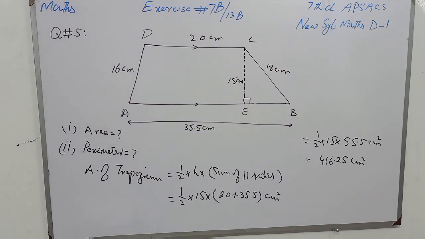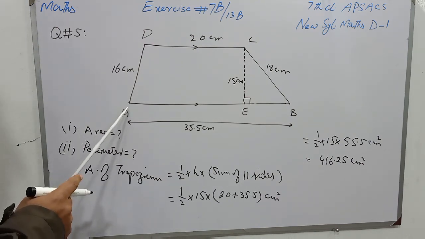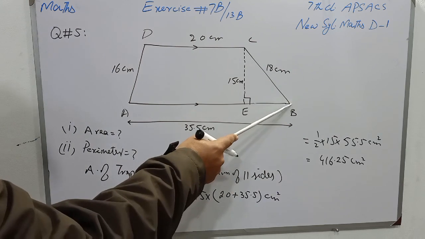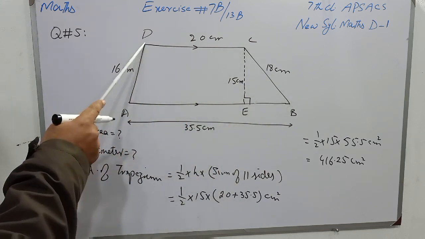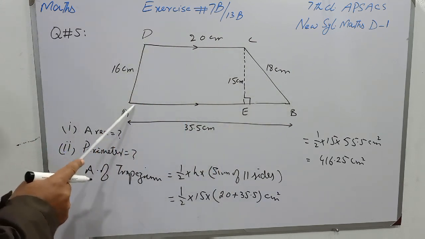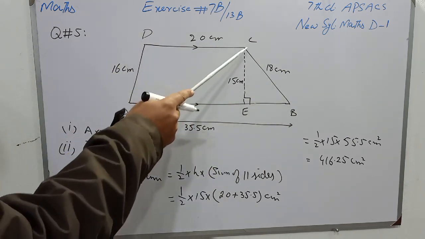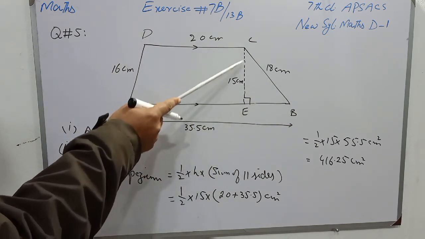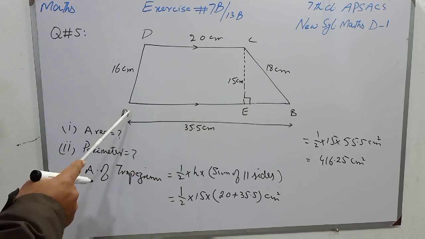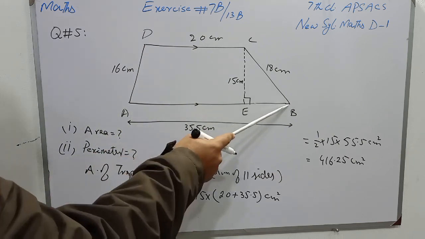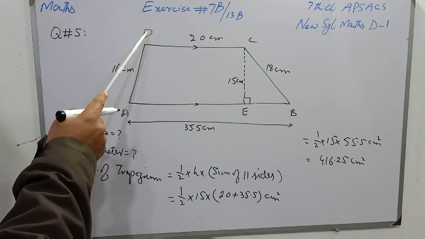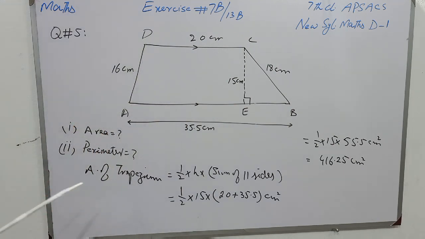Now students, we have to find the perimeter, and perimeter means the total distance from point A to B plus B to C plus C to D plus D to A, and I will sum up all the measurements except CE because it is not a part of perimeter. So students, if we add up AB plus BC plus CD plus DA, that will be the perimeter of this figure. So I will find the perimeter now.